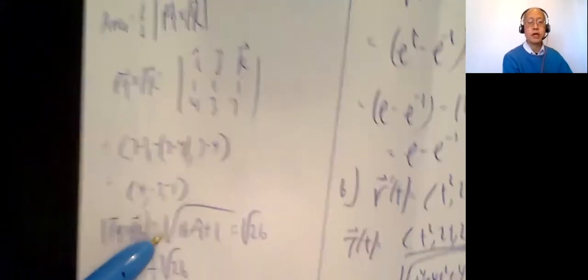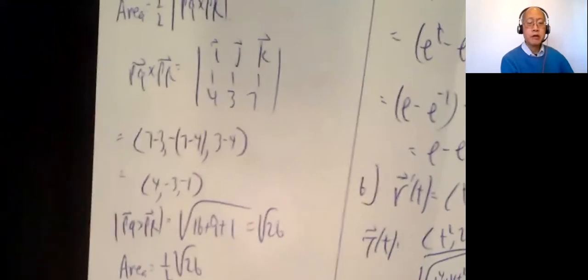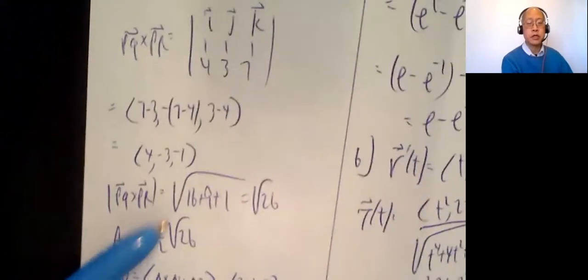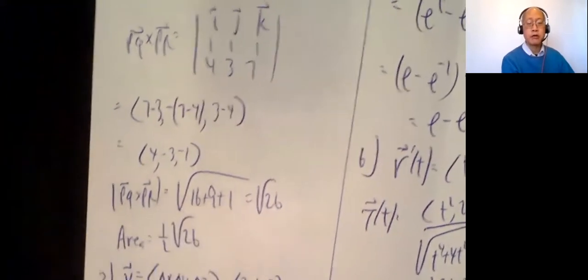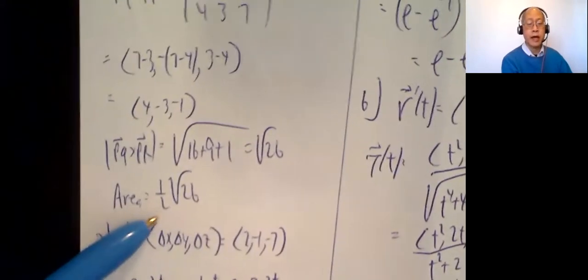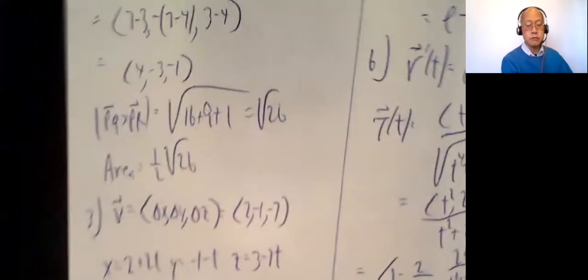k component is 3 minus 4. So 4, negative 3, negative 1. Magnitude of PQ cross PR is the square root of 16 plus 9 plus 1, radical 26. So the area of the triangle is 1/2 of radical 26.